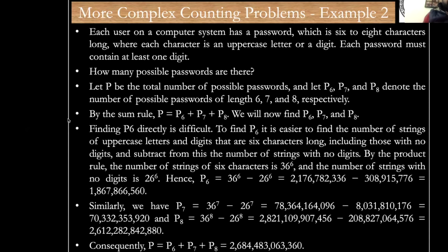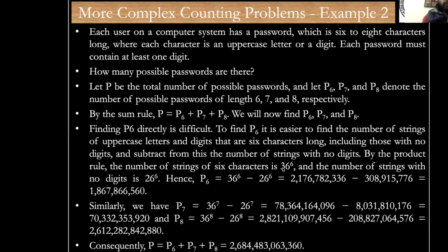Let P be the total number of possible passwords, and let P6, P7, P8 denote the number of possible passwords of length 6, 7, and 8 respectively. By the sum rule, you have got P is equal to P6 plus P7 plus P8. We'll now find P6, P7, and P8. Finding P6 directly is difficult. To find P6, it is easier to find the number of strings of uppercase letters and digits that are 6 characters long, including those with no digits, and then subtract from this the number of strings with no digits.